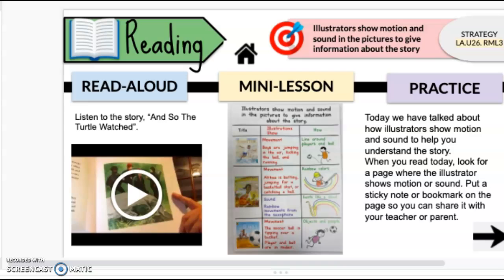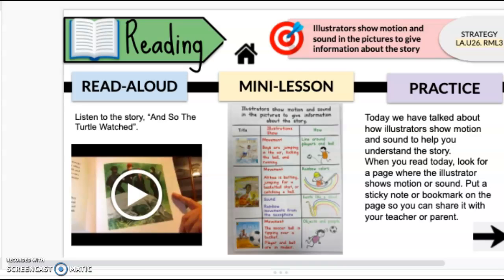So today I would like you to especially notice how the illustrator in the book shows movement or sound. I'd like you to go find a book, preferably a picture book, because that way you can see the pictures, and see how the illustrator is showing movement or sound in that book. See if you can find any in there. If you find a book that shows movement or sound in the picture, put a sticky note on it or bookmark it and show it to your parent or teacher.